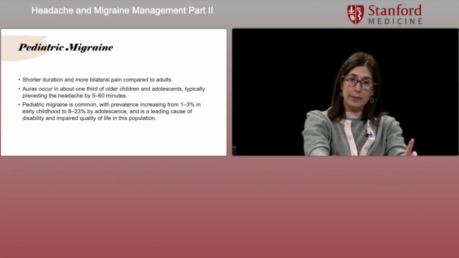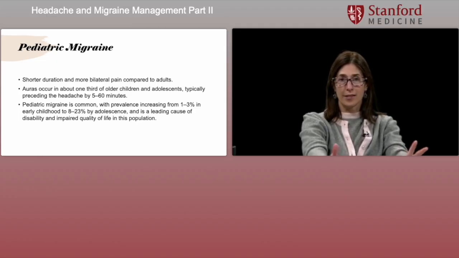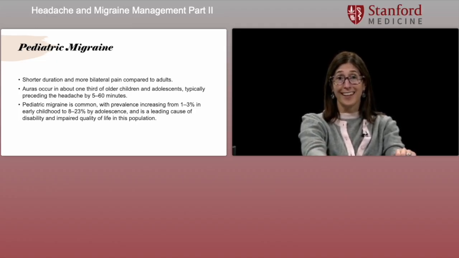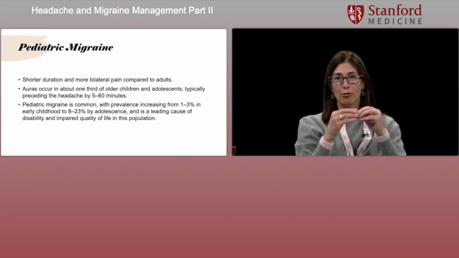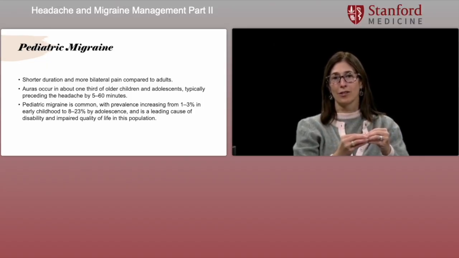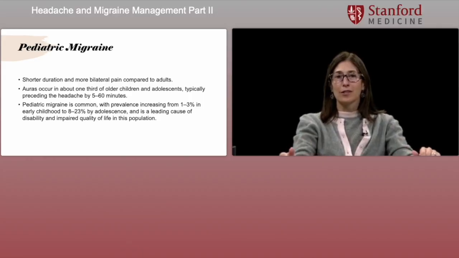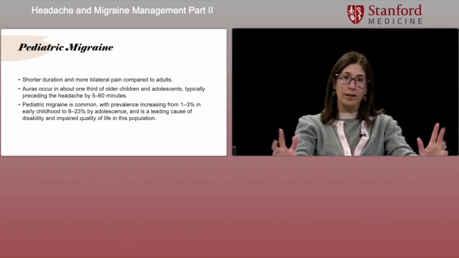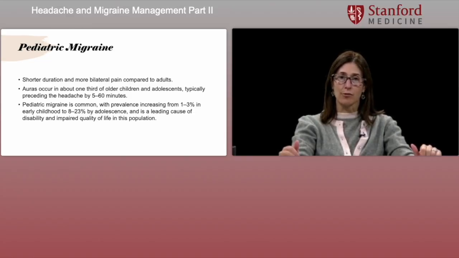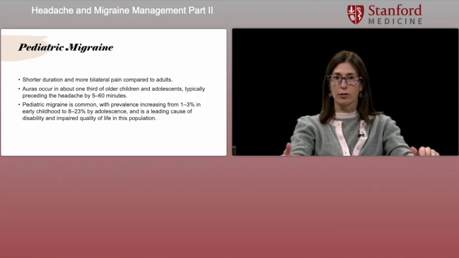And then just a little bit about pediatric migraine, because many of us have children who have migraine, myself included, and it will present with a shorter duration than adults. And it's more bilateral. So my daughter will get a really bad headache, but it will last for an hour, and then she's done. She's out of it, and she's ready to go back to whatever she's doing. Auras can occur in about 1/3 of older children and adolescents, typically preceding the headache by 5 to 60 minutes, which is pretty similar to adults.